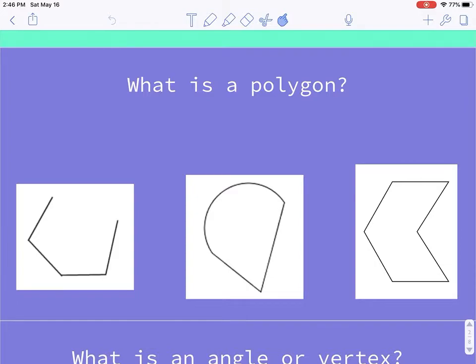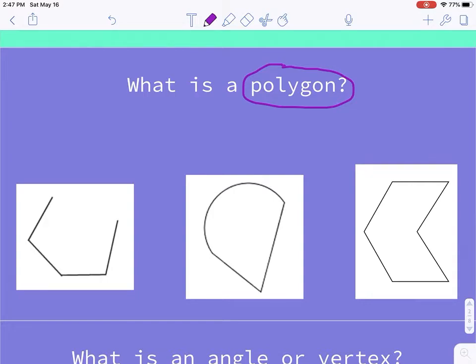What is a polygon? Now that's something we're going to see a lot, the word polygon. A polygon needs a couple of things in order to be a polygon. A polygon needs at least 3 straight sides, and it needs to be a closed shape.